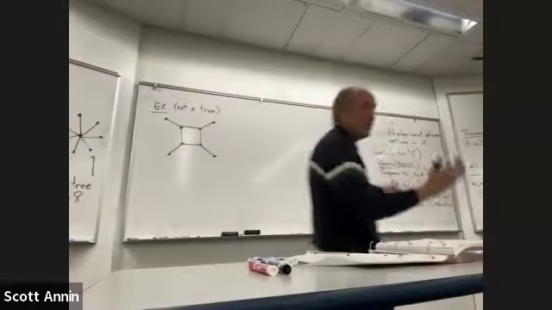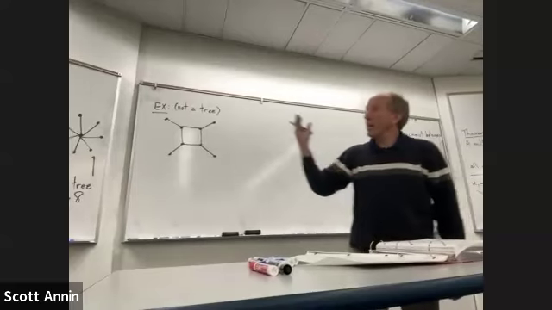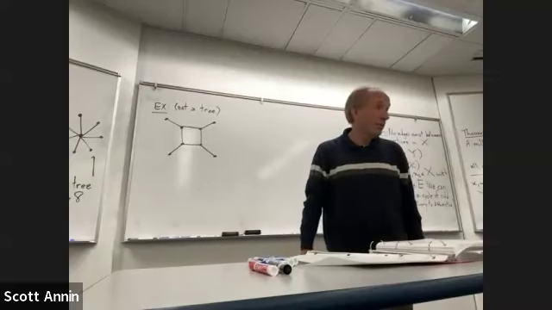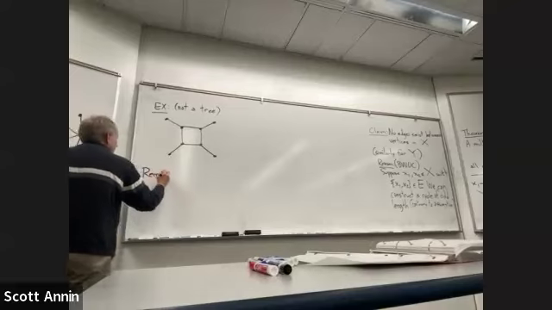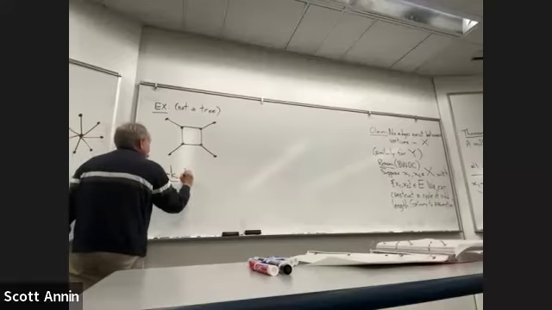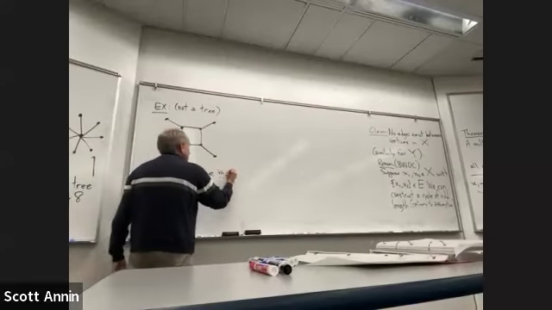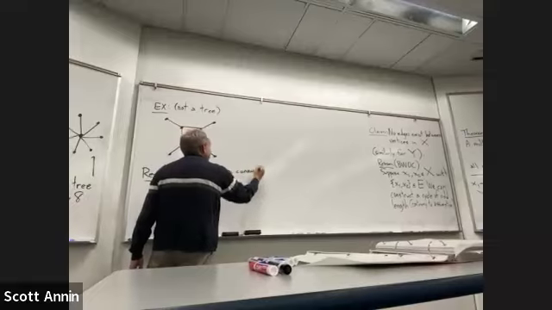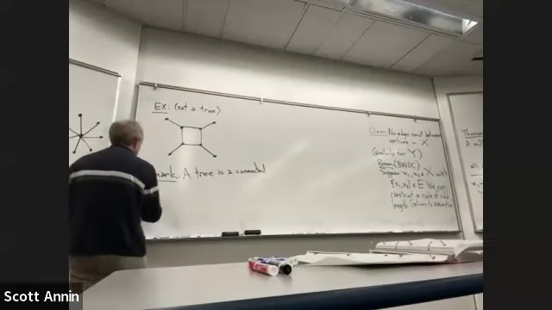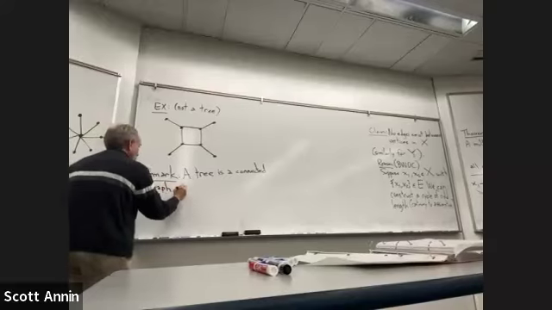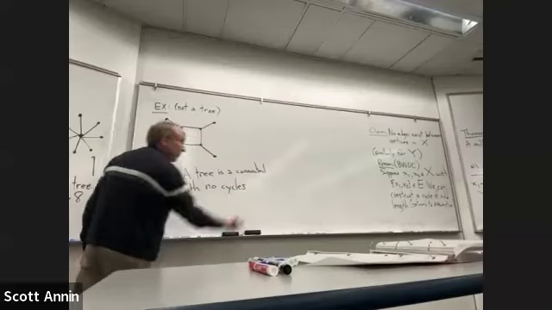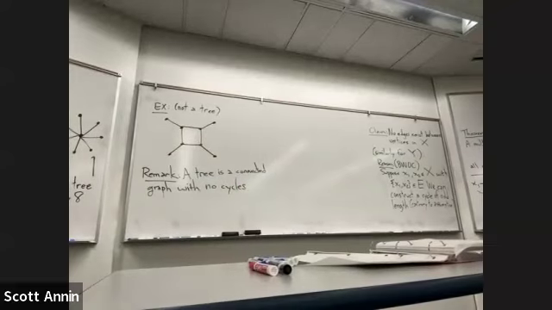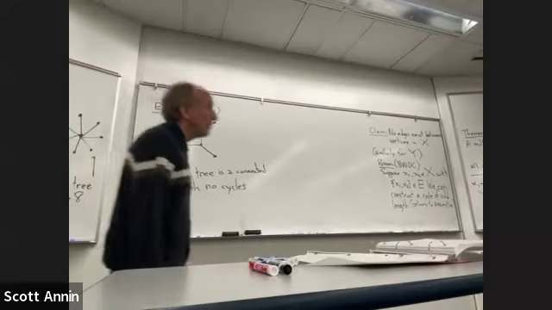Guys, you want a really good way to say what a tree is? It's just a connected graph without any cycles. It's another way of saying the same thing. So just a quick remark. A tree is a connected graph with no cycles in it at all. So if your graph has cycles, it's not going to be a tree.